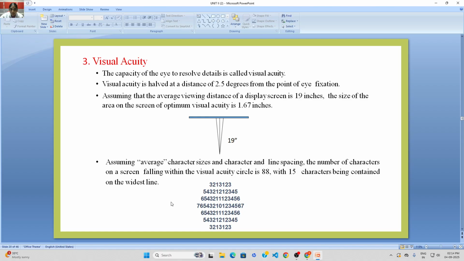Visual acuity: the capacity of the eye to resolve details is called visual acuity. Visual acuity covers a distance of 2.5 degrees from the point of eye fixation. Assume that the average viewing distance of a display screen is 19 inches. The size of the area of the screen will then be 1.67 inches. This is the visual acuity.